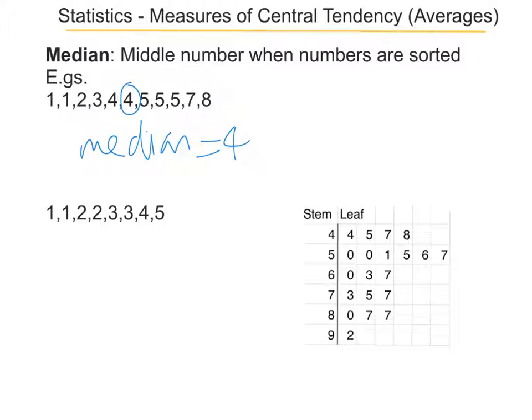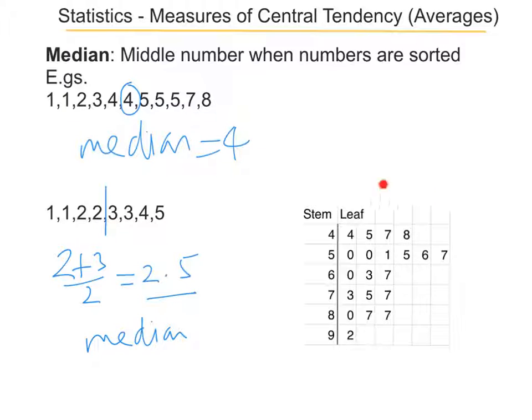In the next example, I've got 1, 2, 3, 4, 5, 6, 7, 8 numbers. Now, because it's an even number of numbers, there is no middle number. If I split it down the middle, it means that half of the numbers are 2 or less, and half of the numbers are 3 or more. So what we do is we say 2 plus 3 divided by 2, which is 2.5, and 2.5 becomes the median. So while 2.5 is not one of the numbers, it's in the middle.